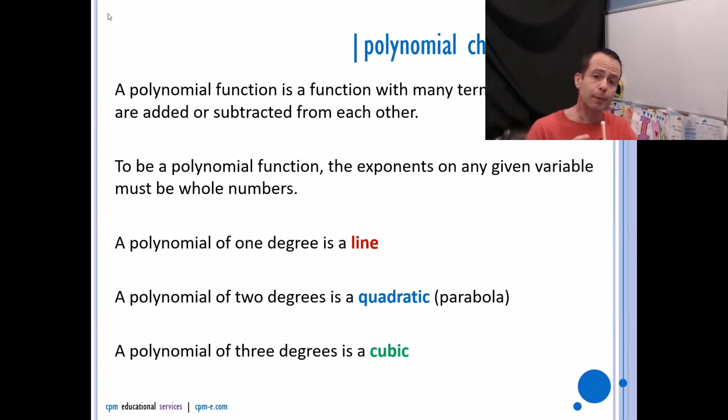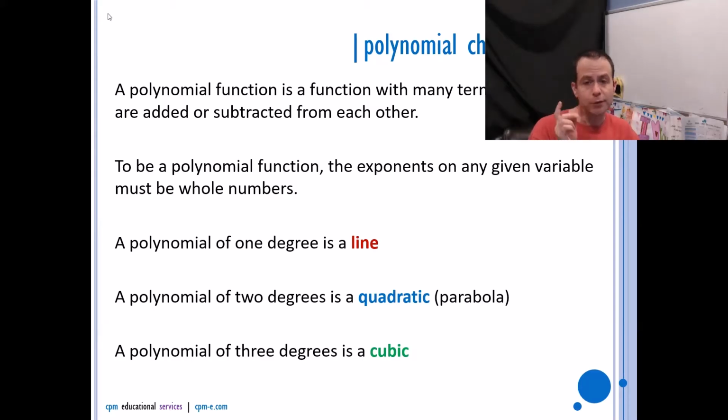Now, you also have to remember that that means you can't have 1 over x squared, because x to the negative 2 and 1 over x squared mean the same thing. So when we say they have to be whole numbers, that rules out negative exponents and it rules out variables on the bottom of a fraction. If I had variables on the bottom of a fraction, I'd be rational, and we just spent the first few videos dealing with rational functions, okay?